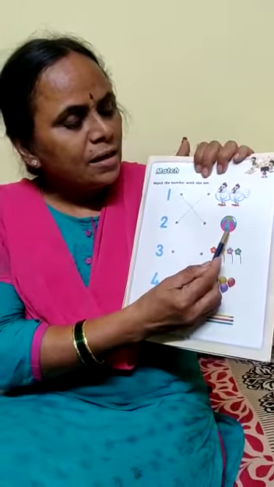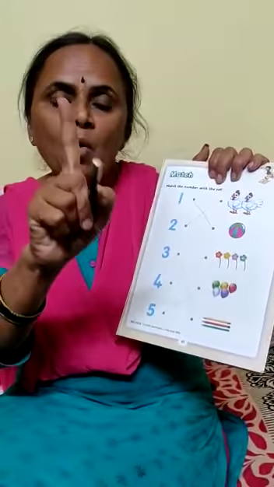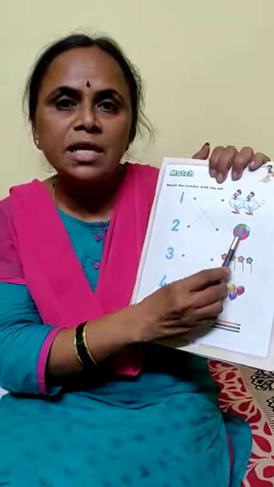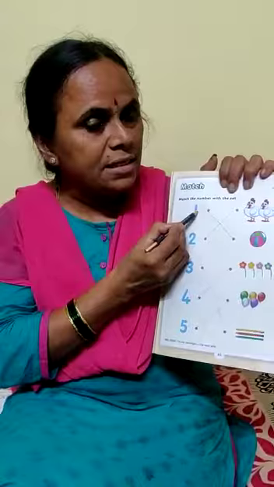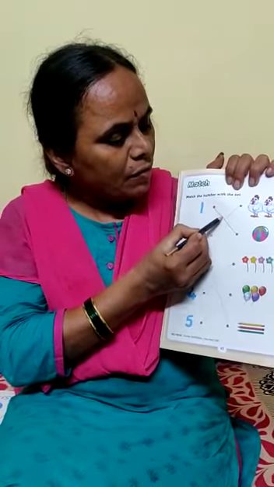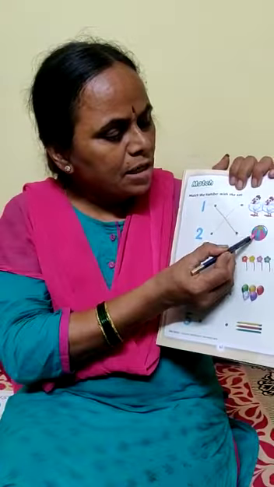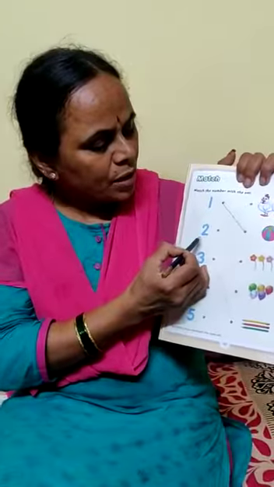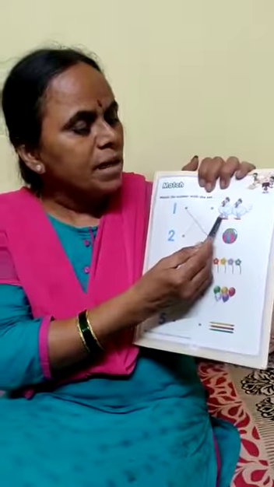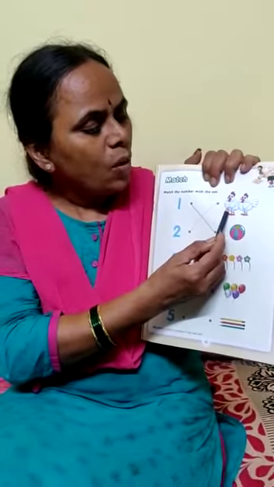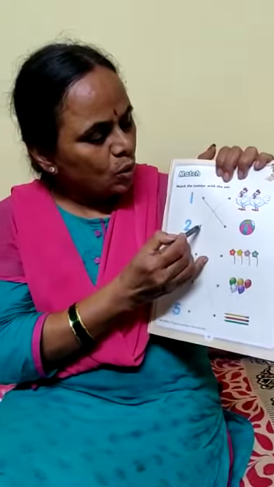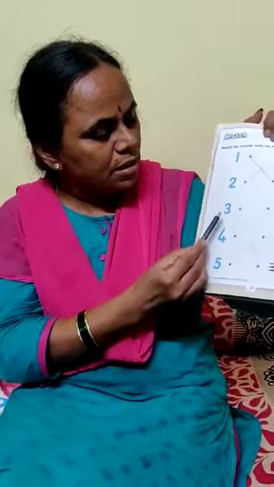And here, count and match the numbers. Here, only 1 ball. Count. How many balls are there? 1 ball. And here is the number 1. Number 1 and match to ball. Here, this is number 2. How many hands are here? 1, 2. 2 number and 2 hands.